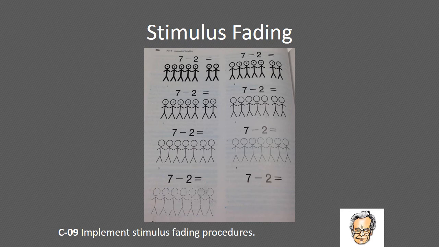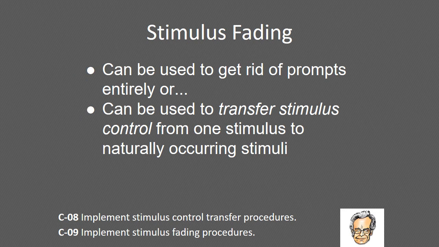But remember, we want the person to be able to respond to just seeing 7 minus 2. So we have to fade out the extra help. And that's exactly what this picture is showing. That is an example of stimulus fading. We are making the stimulus less and less apparent until we can totally fade it out. Stimulus fading can be used to get rid of prompts entirely, or it can be used to transfer stimulus control from one stimulus to a more naturally occurring one.